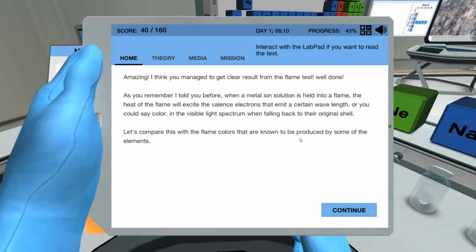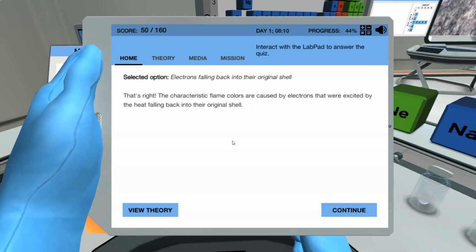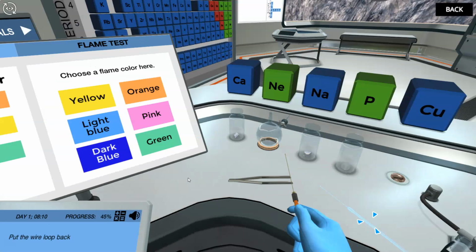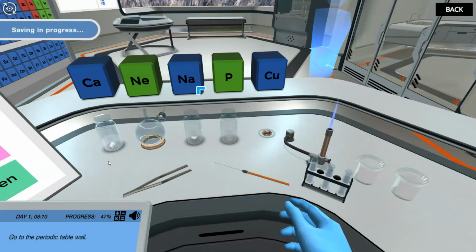Let's compare this with the flame colors that are known to be produced by some of the elements. What are the different colors caused by that we can see in the flame test? That's right. The characteristic flame colors are caused by electrons that were excited by the heat falling back into their original shell. Put the wire loop back. Go to the periodic table wall.